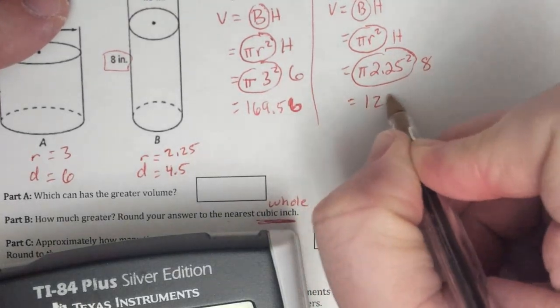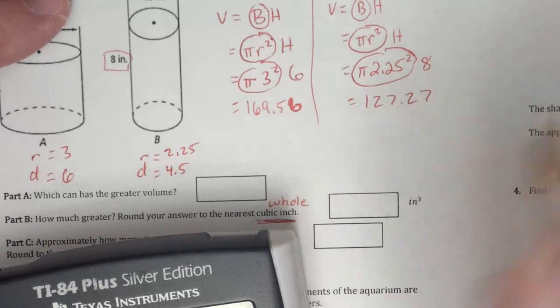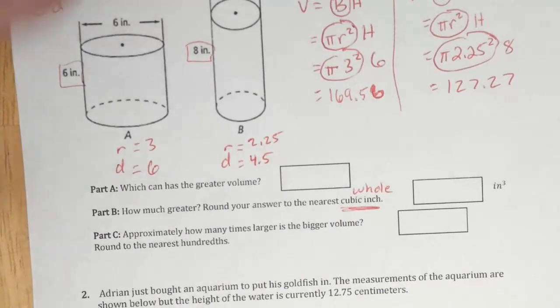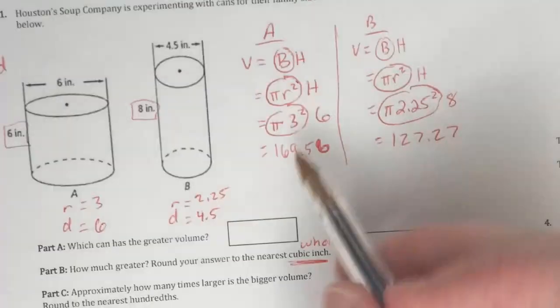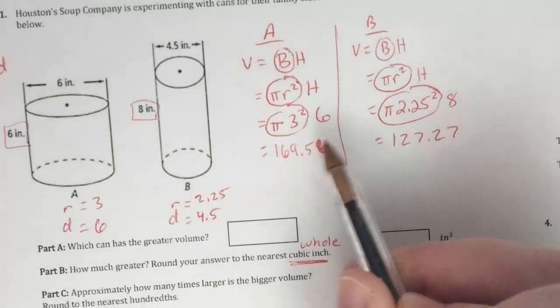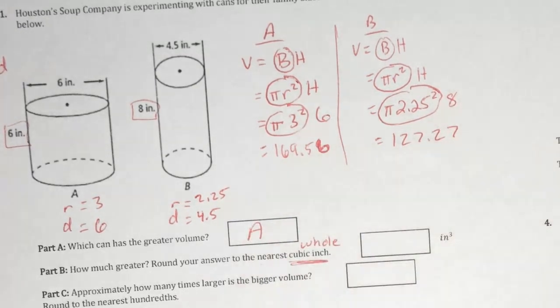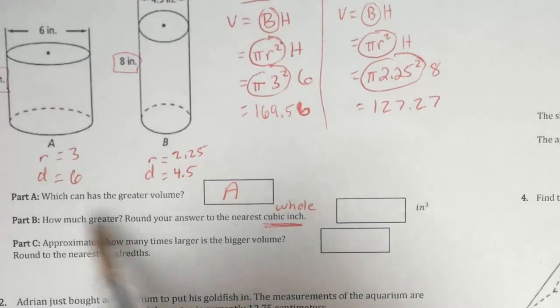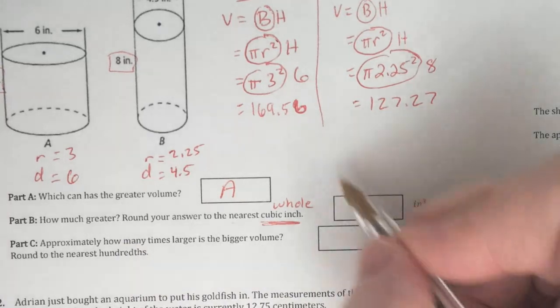127.27. Awesome. All right, so which one has the greater volume? This has 169, that has 127, so A has the bigger volume. How much greater? So what we're going to do is subtract.